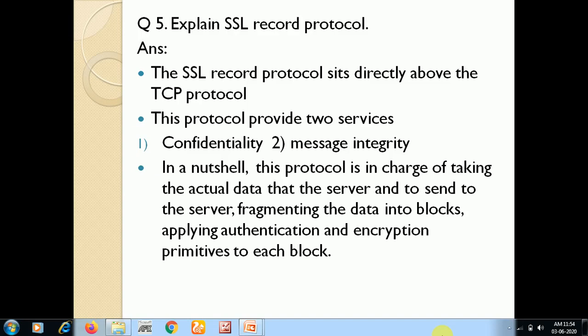Next you have adding the MAC. This step computes the message authentication code for the block. The MAC is appended to the compressed message block so that you can add more security to the data. Encryption, you already know, I have explained that in class. What is meant by encryption? It is a process where you convert the original data into a coded format. Okay. So let's see the next question.